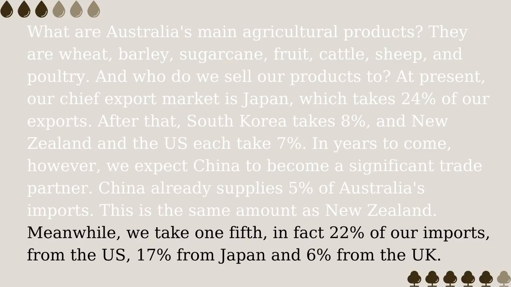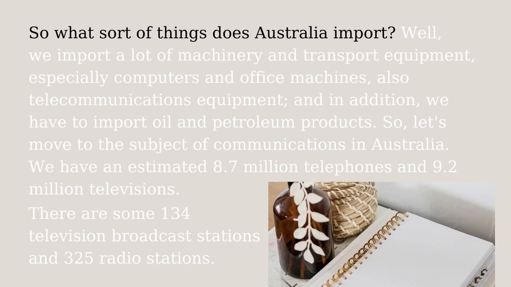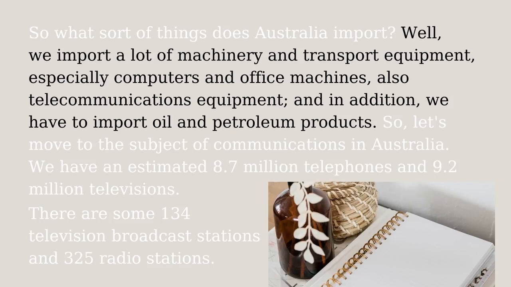Meanwhile, we take 1/5, in fact 22% of our imports from the U.S., 17% from Japan, and 6% from the U.K. So what sort of things does Australia import? Well, we import a lot of machinery and transport equipment, especially computers and office machines, also telecommunications equipment, and in addition we have to import oil and petroleum products.